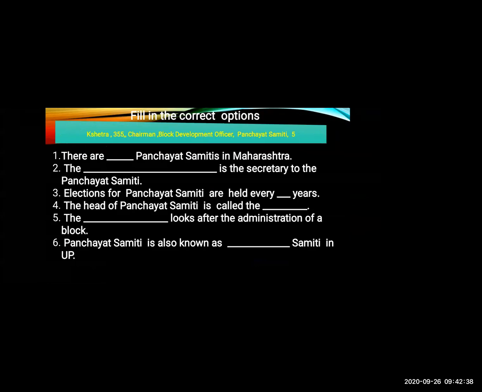Okay. So first, there are dash Panchayat Samitis in Maharashtra. Means how many Panchayat Samitis are there in Maharashtra? Can you answer? Anybody? Yes, Miss. 355. Very good. There are 355 Panchayat Samitis in Maharashtra. Correct answer.